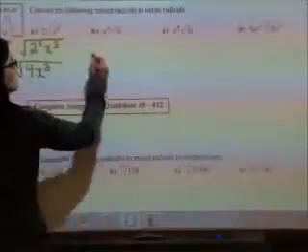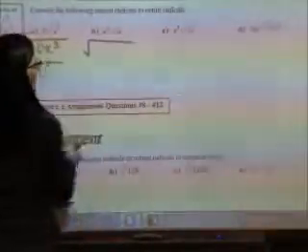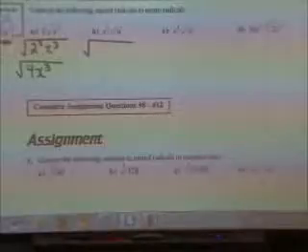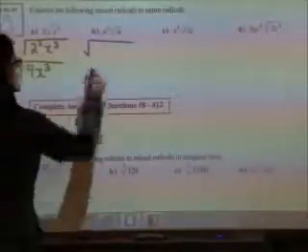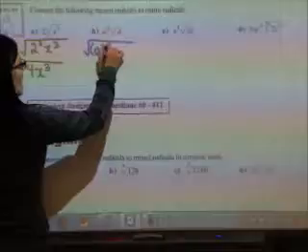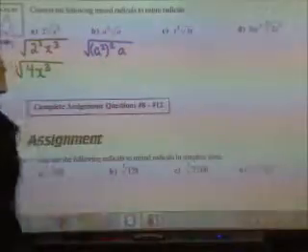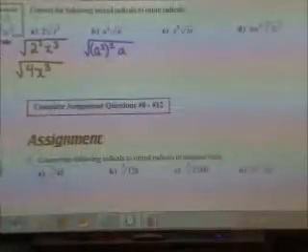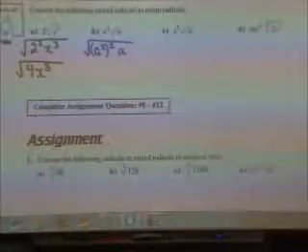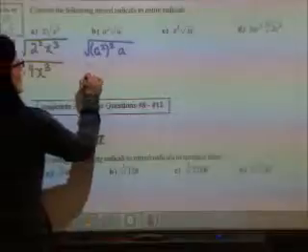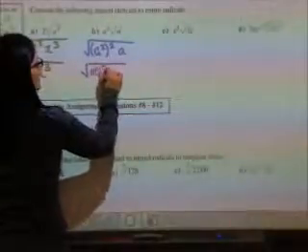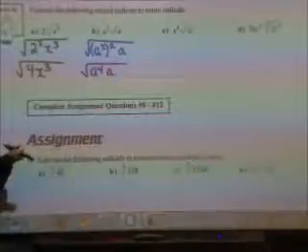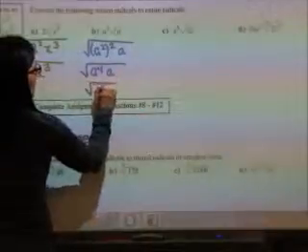If I look at B, to put that a squared underneath the radical sign, I have to square it. So if I have a squared raised to the power of 2, it's actually a to the power of 4. And then if I times that by a, what do I get? Power of 5. A to the power of 5.